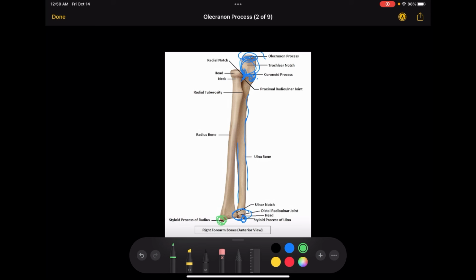The most famous part of the radius is this radial head right here. It looks like a little circular tablet. The neck is where it gets a little bit thinner right here. This radial tuberosity is a really important part. It's a little bump on the radius, and then the body. This is the radial body.